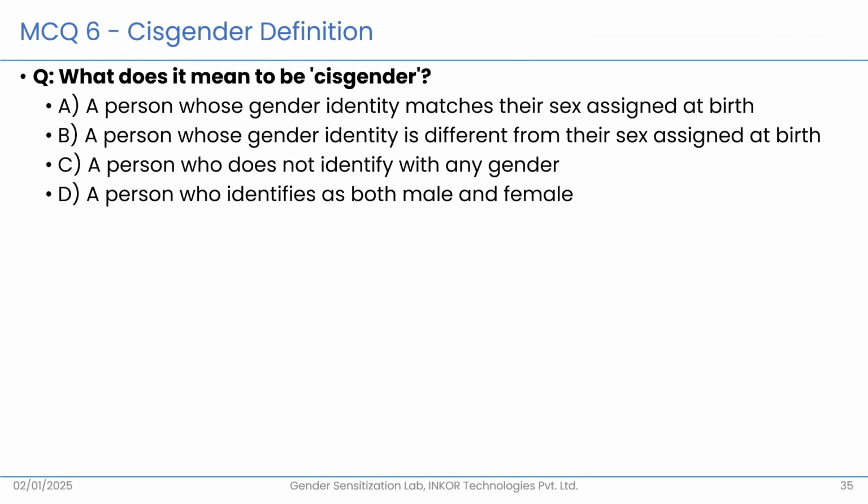Let's move on to the term cisgender. What does it mean to be cisgender? Your options are A. A person whose gender identity matches their sex assigned at birth. B. A person whose gender identity is different from their sex assigned at birth. C. A person who does not identify with any gender. D. A person who identifies as both male and female. Take a moment.